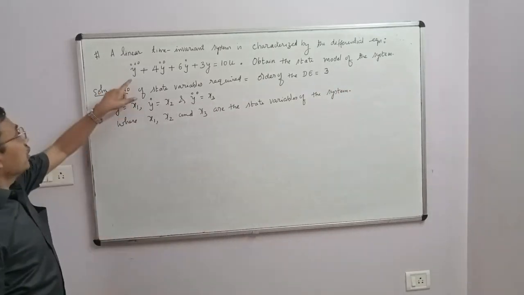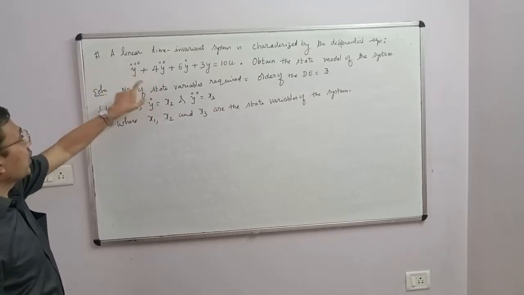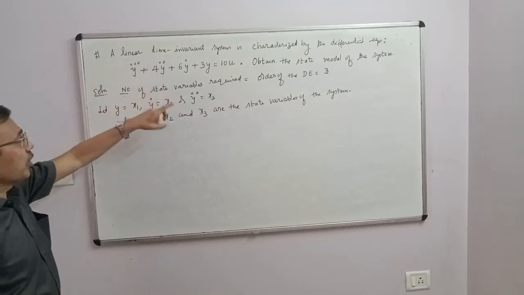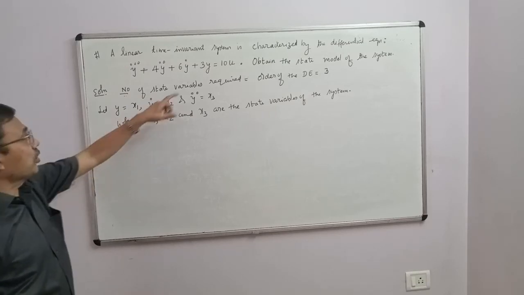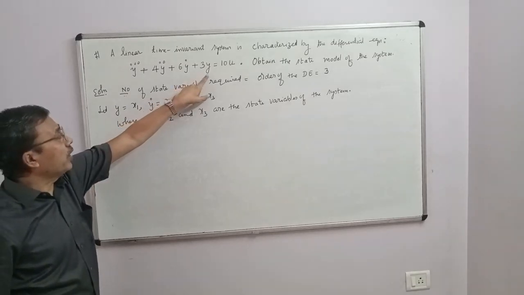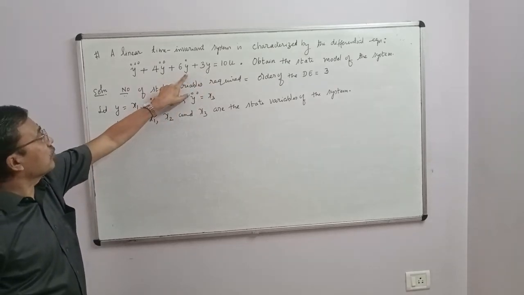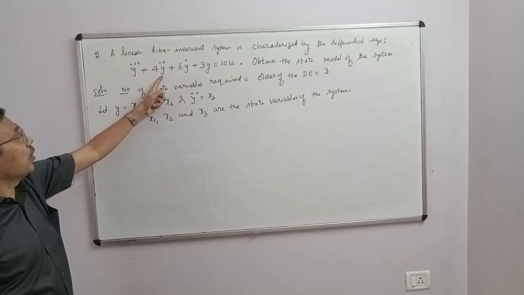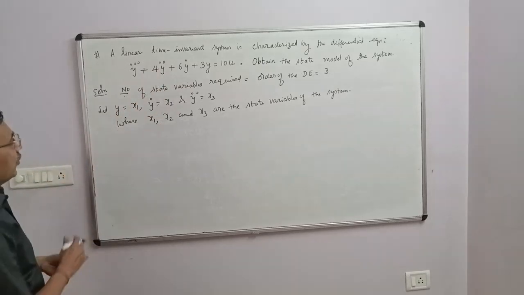So the highest order gives the number of state variables required. Here highest order is 3, therefore we require 3 state variables. Start from the lowest order. Lowest order is y, so call y as x1. Next higher order you call x2. Next higher order, namely y double dot, you call x3. So x1, x2, x3 are the state variables of the system.